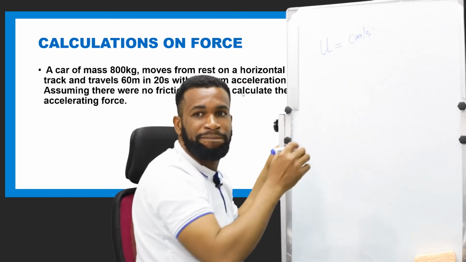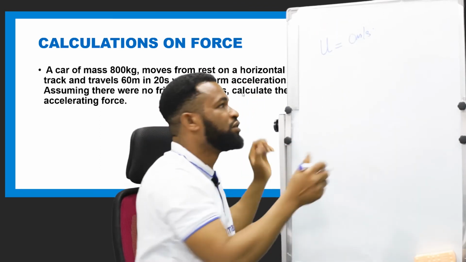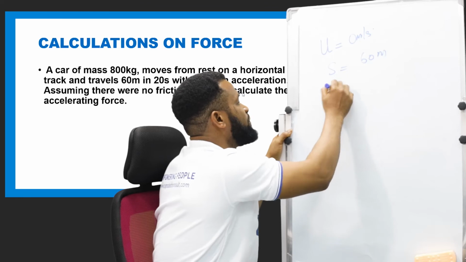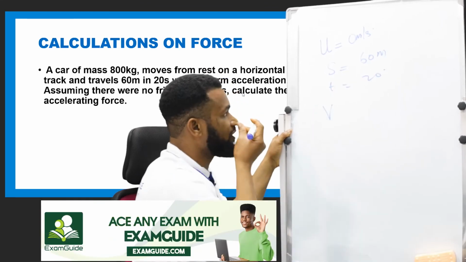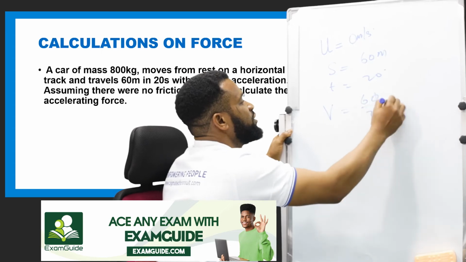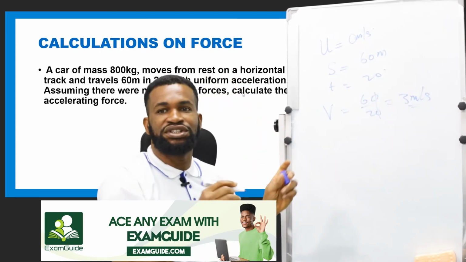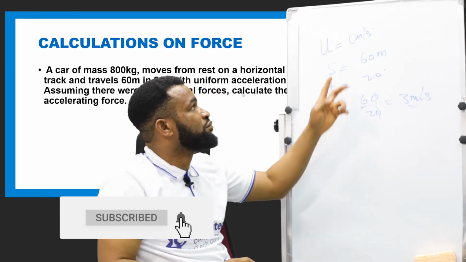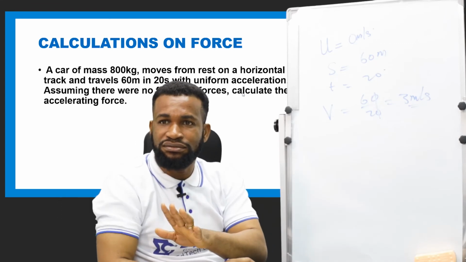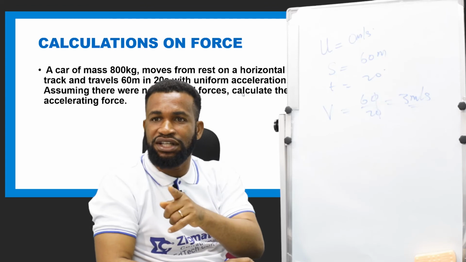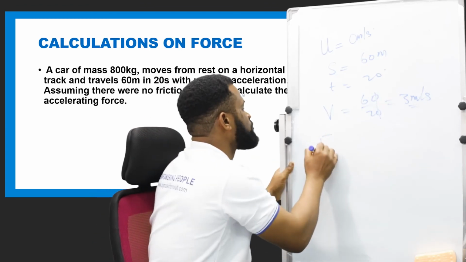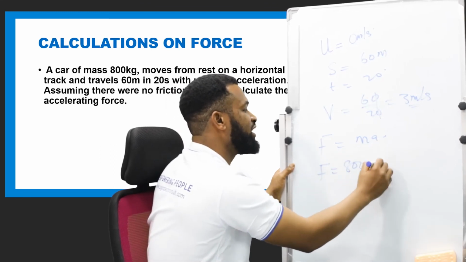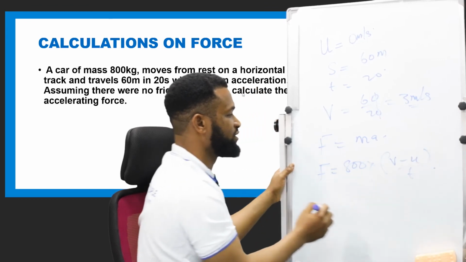That means the speed at time 0 is 0 meter per second. Then the distance traveled is 60 meters and time is 20 seconds, so the velocity is going to be 60 over 20, which is 3 meters per second. Now for us to find the force, force is going to be MA. So force is what I'm looking for. Mass is 800 times A, where A is V minus U over T.